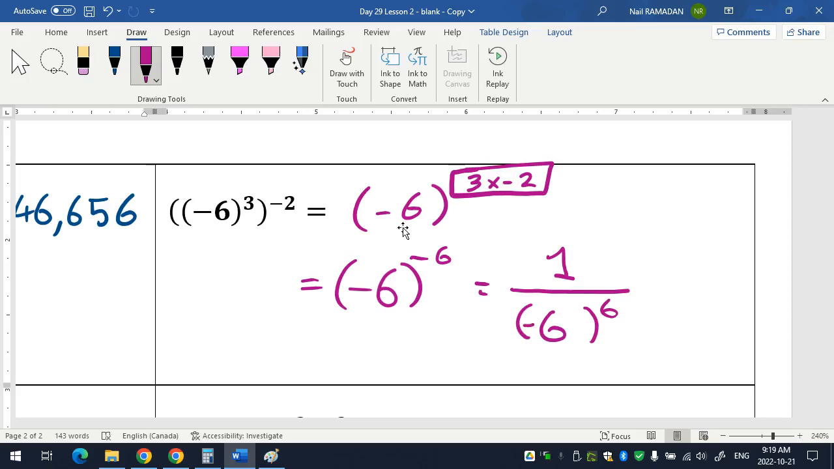Okay. What's minus times itself 6 times? Pair, pair, pair. Positive. Whenever you multiply a negative by itself an even number of times, what are even numbers? 2, 4, 6, 8, 10, 12, 14, and so on. So this becomes a positive. Okay. What's 6 times itself 6 times? I don't know.